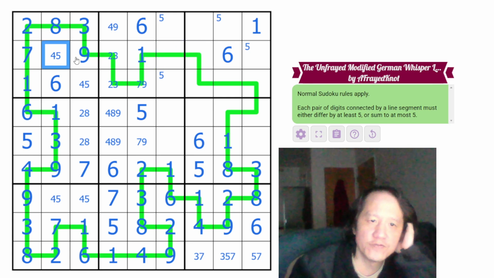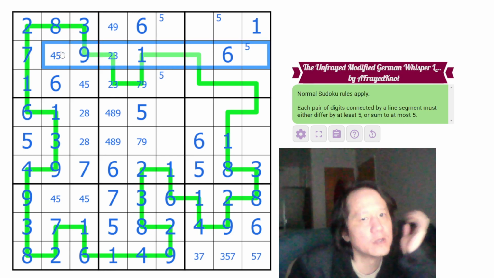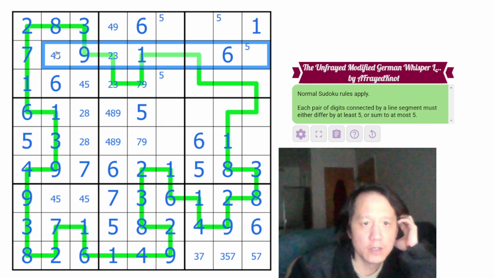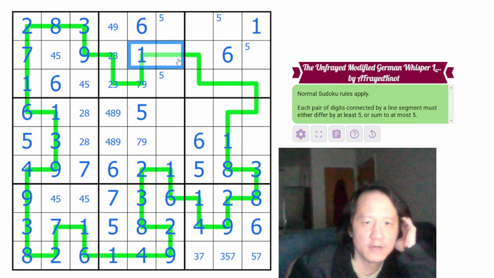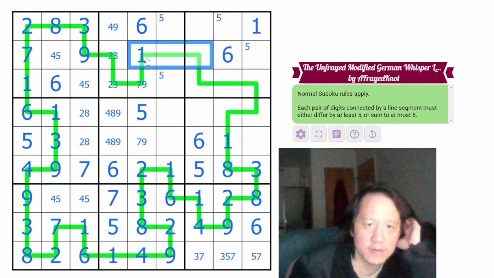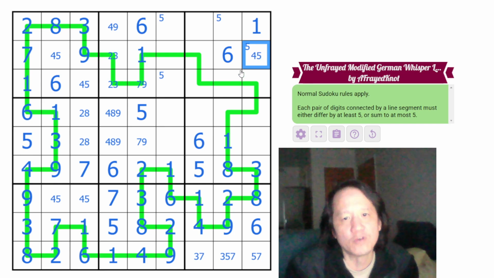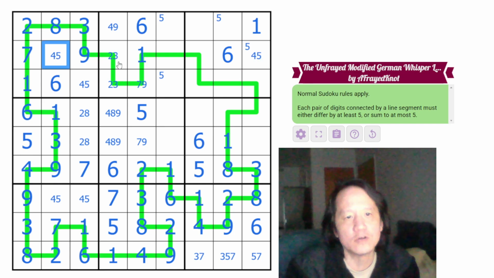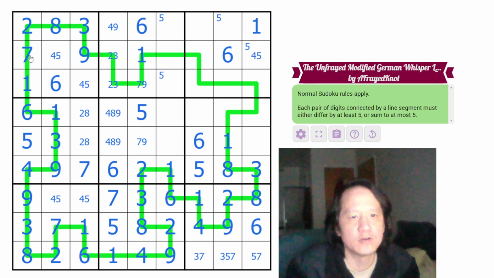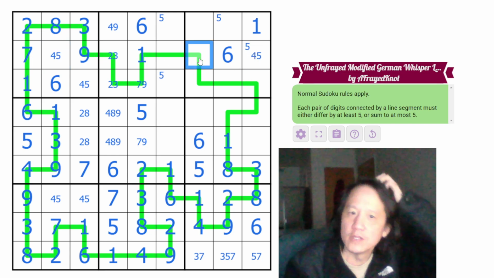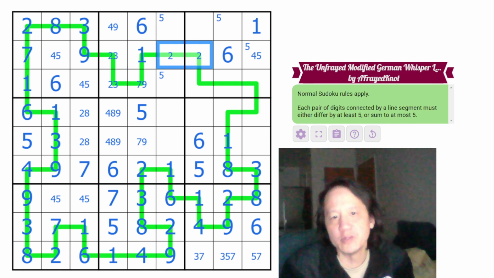So where can the 4 be in row 2? Cannot be any of these because it has to be next to a 1 and a 9 for that to work. And 1 and 9 are eliminated on this row. So this is either a 4 or a 5. Because 4 can only be one of those two spaces, and 5 can only be one of those two spaces. Therefore, we know this has to be a combination of 2, 3, and 8.